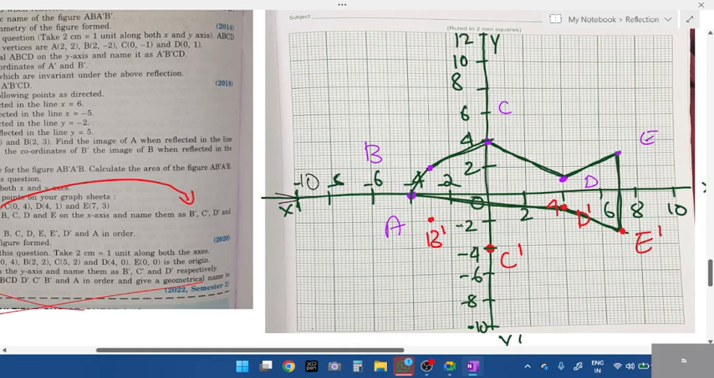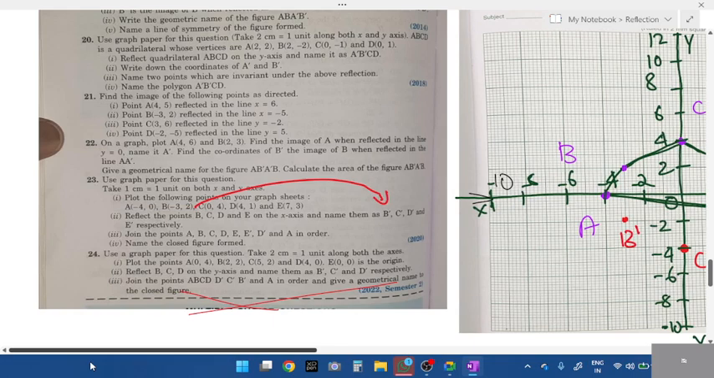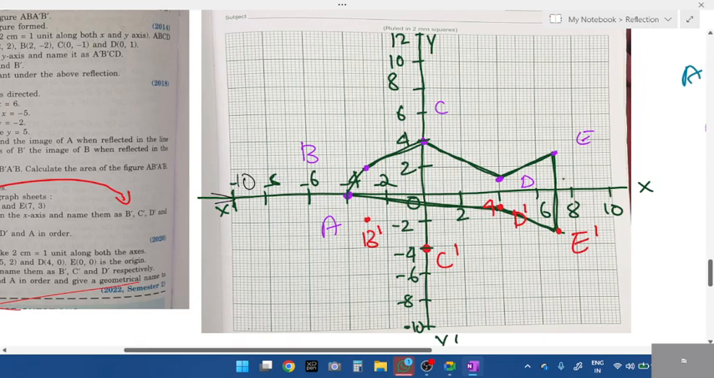Whatever we have done is correct, but how can you name this figure? Name the closed figure formed. What's the answer in the textbook? Boat. Okay, I don't know how this becomes a boat. 1, 2, 3, 4, 5, 6, 7. 7 is heptagon, and boat. There is a problem with this question.